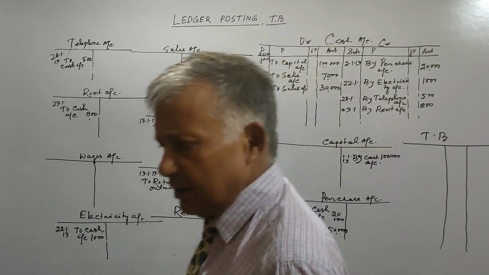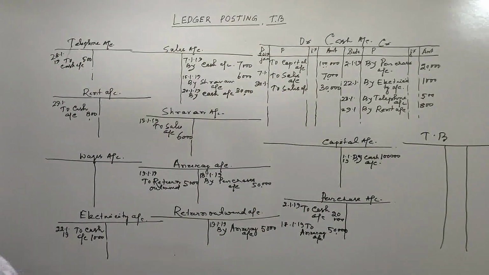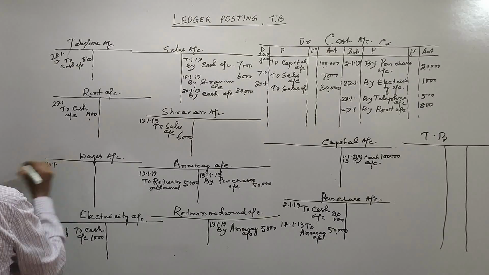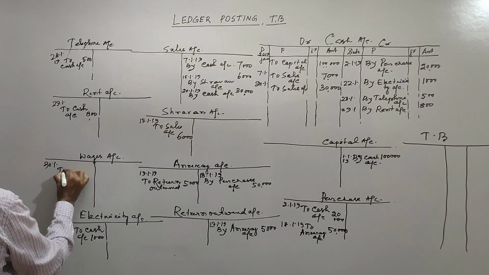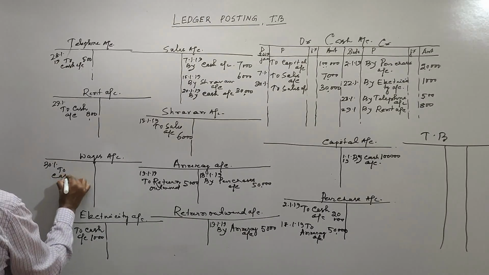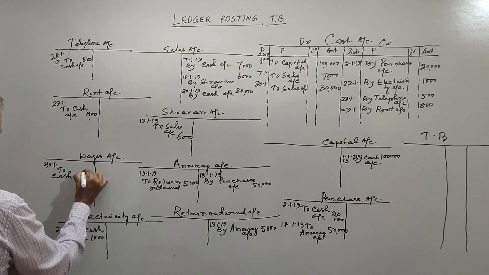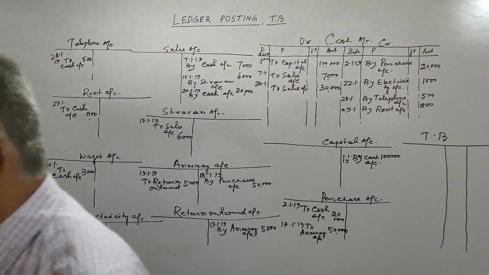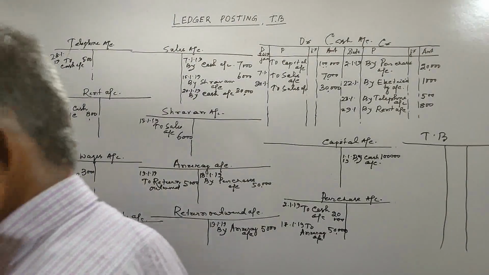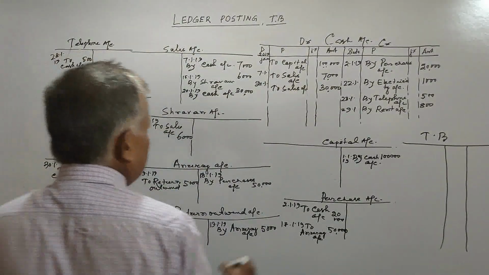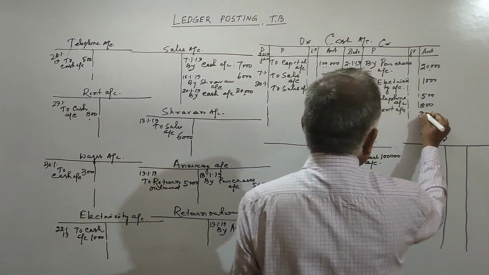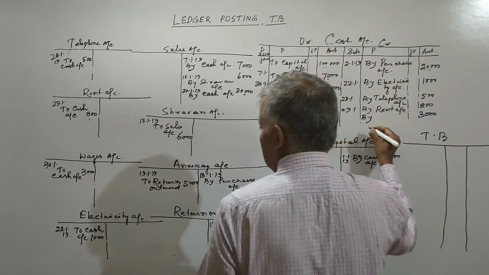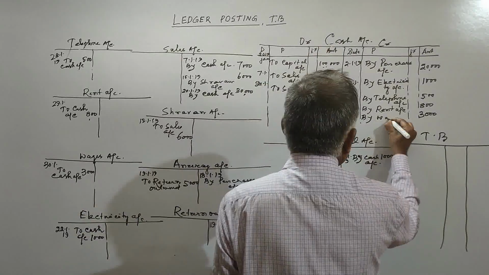800. Then we will go to wages account. Wages account debit, 30th to cash account 3,000. Wages account debit to cash 3,000. And in the cash you write 3,000 credit. Also write the other account, that is your wages.